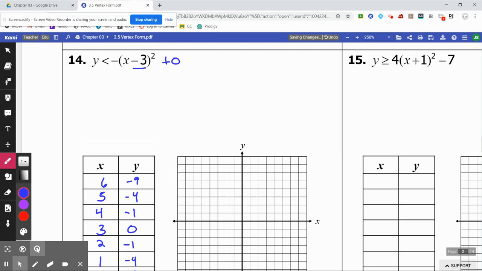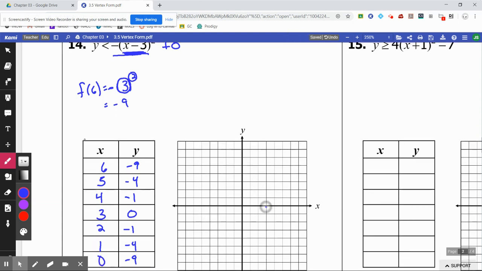And again, make sure when you're plugging these in that you subtract first. So let's plug in 6. Let's find f of 6 here. When you plug in 6, we're going to do 6 minus 3, which is 3. Leave it in parentheses, leave the negative in front of it. The reason for that is you must square first and then put the negative in front of it. So you would get -9, which we see here. So again, my vertex was at 3, 0. Let's plot the rest of these points.